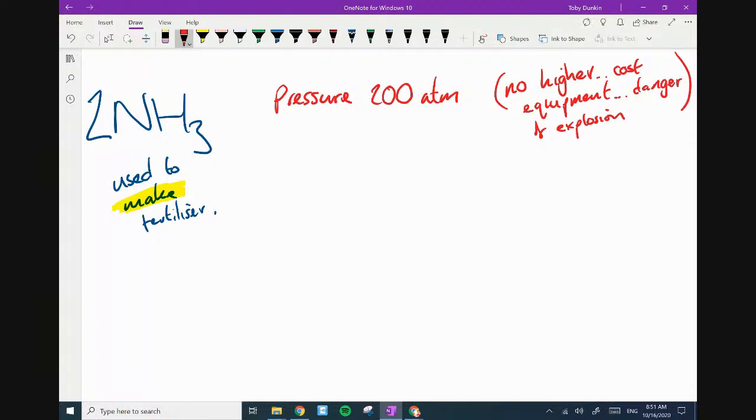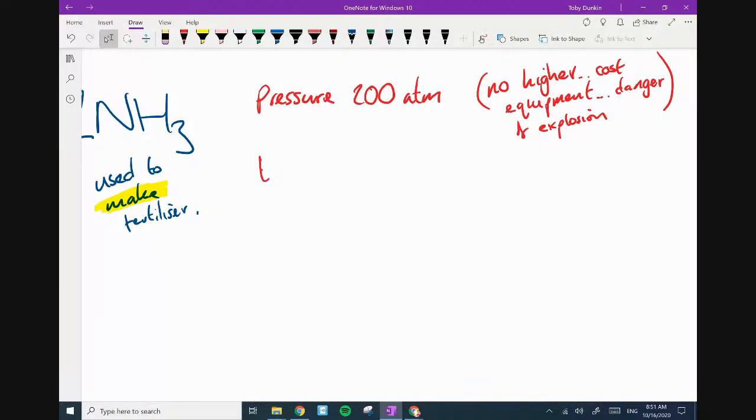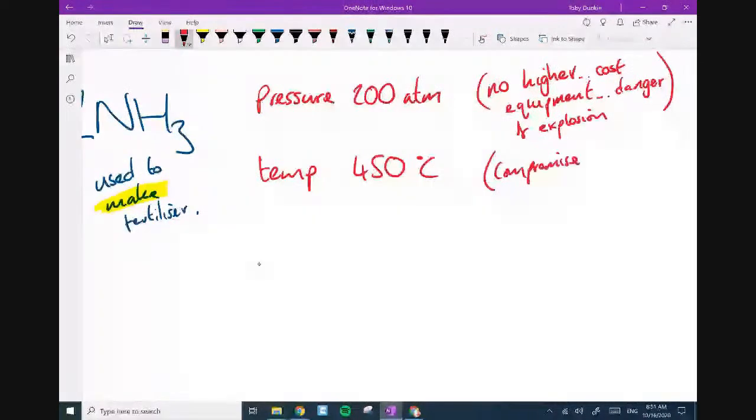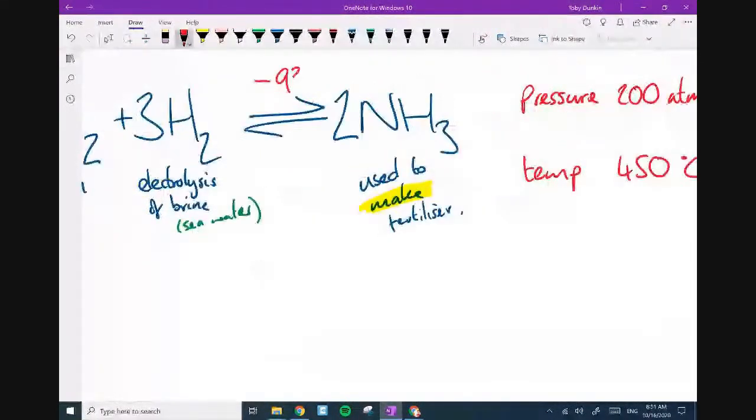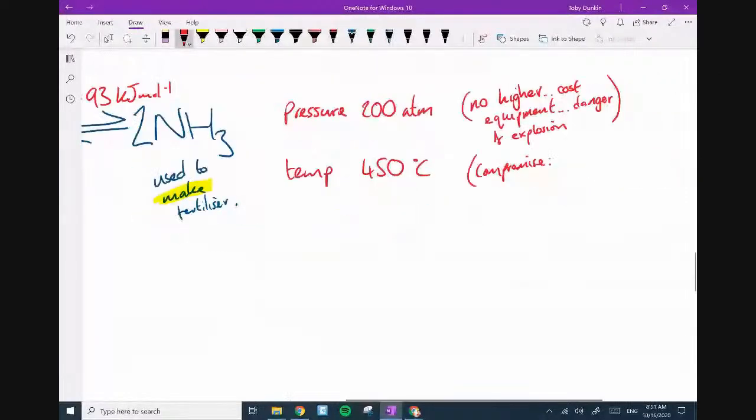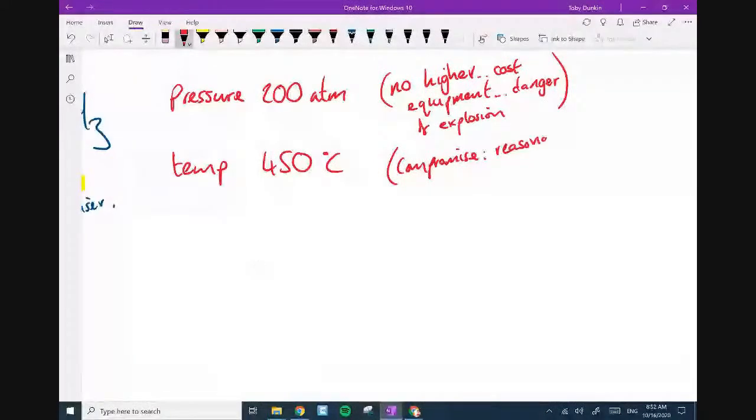Next one, temperature: 450 degrees Celsius. Compromise. Because the forward reaction is exothermic, I should be lowering the temperature for a bigger yield, but it's a compromise: reasonable rate, reasonable yield, as we did in our previous lesson. It's all about the balance between rate and yield. Catalyst: iron. Solid iron metal.